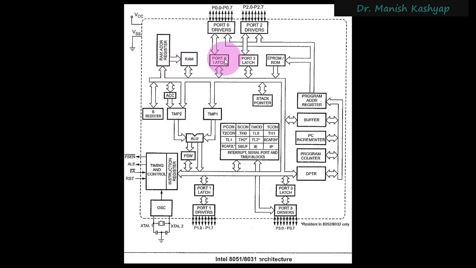Then you have got port 0 latch, port 2 latch. So port 0 and port 2 are here. Then you have got EPROM. That means the ROM chip is also present here. And you have got the ROM address register, right? So program address register means ROM address register. So this is associated with this thing. Then you have got this buffer here. Then PC incrementer, program counter is also there. Data pointer is also there. Port 3 and its latches are there. Port 1 and its latches are also there, right?